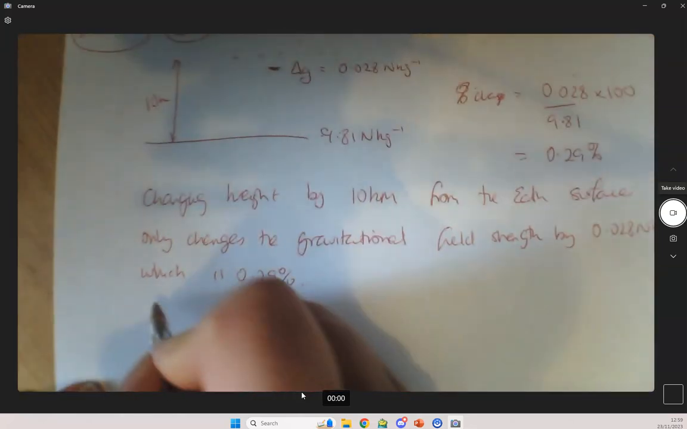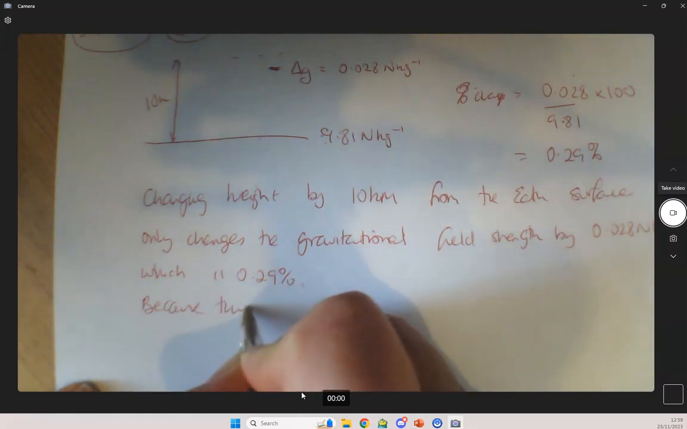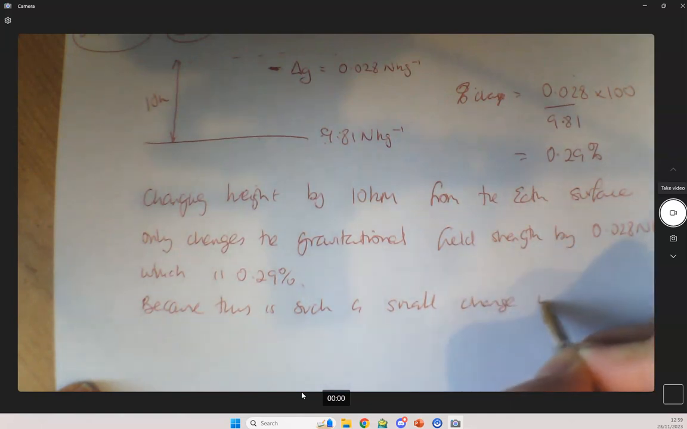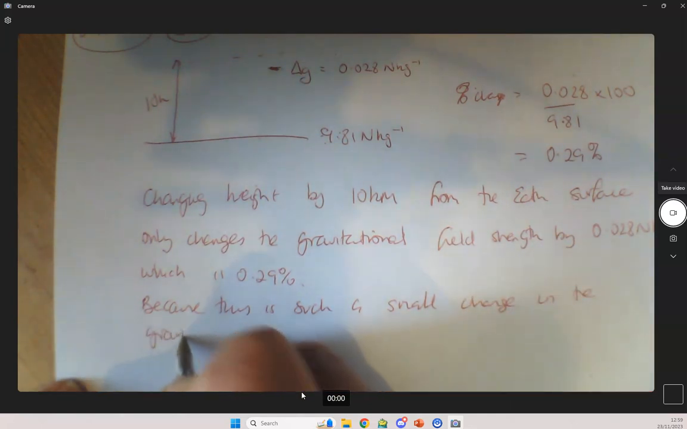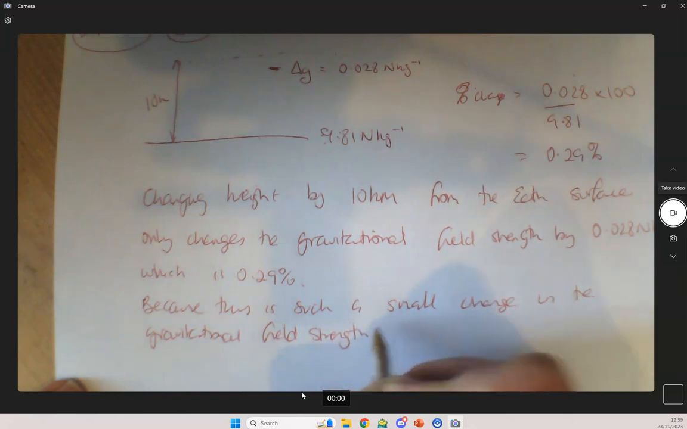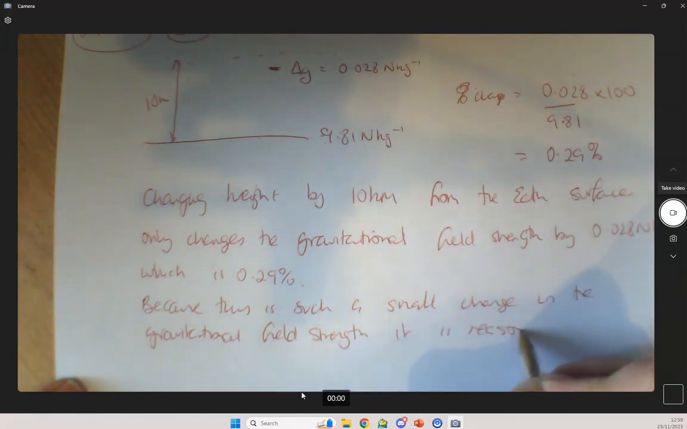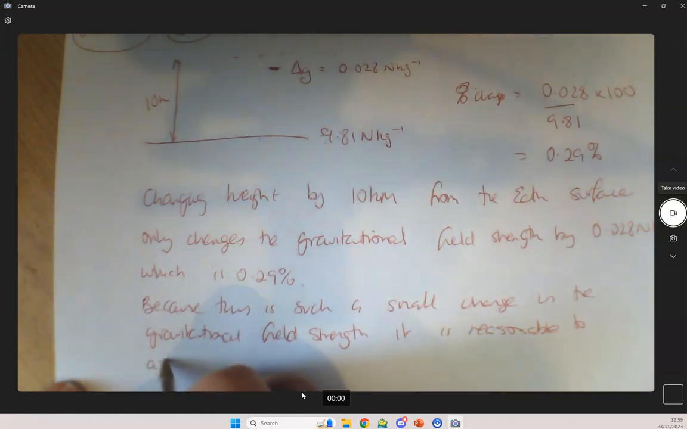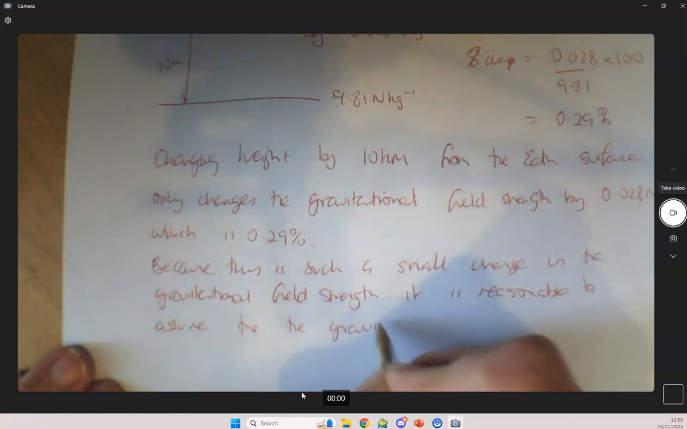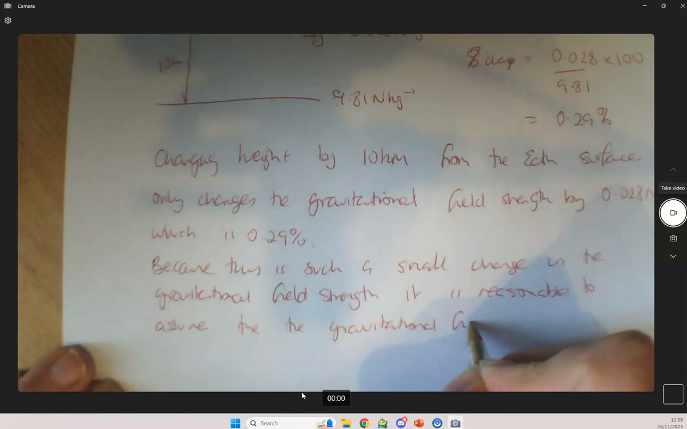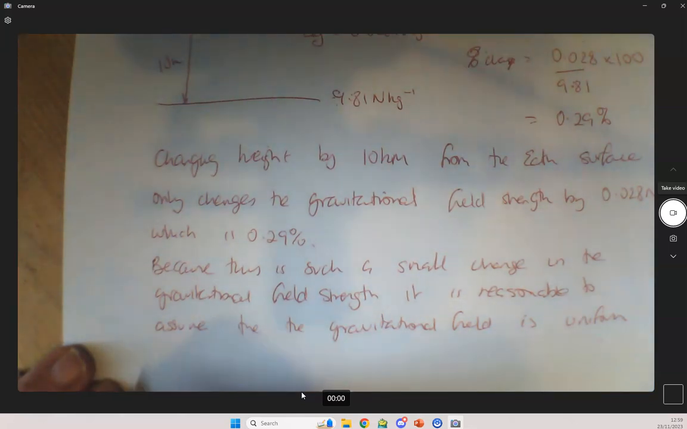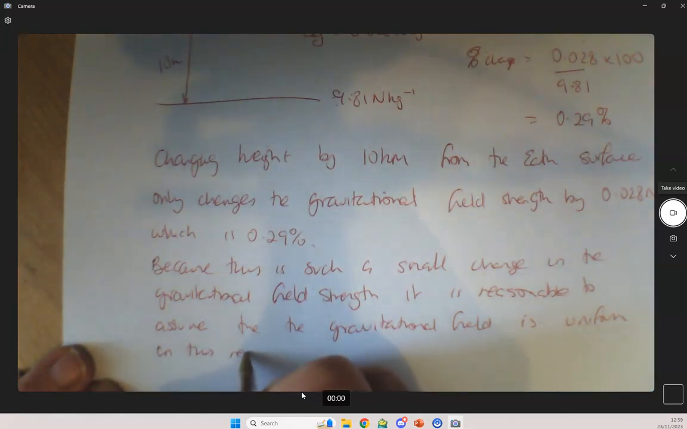Now, because this is such a small change in the gravitational field strength, it is reasonable to assume that the gravitational field is uniform, i.e. g is constant, in this region.